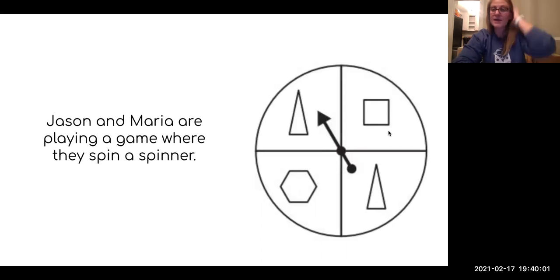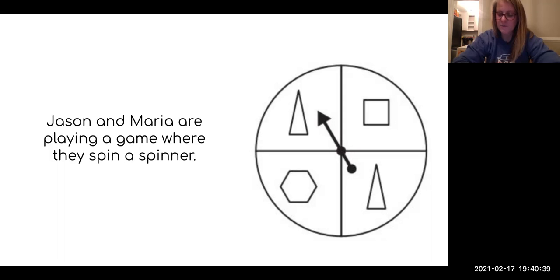Okay, so here's our first one. Jason and Maria are playing a game where they spin a spinner, and this is what their spinner looks like. Describe the spinner that Jason and Maria are using in this game. What do you notice? Well, I noticed that the spinner has 4 sections. There are triangles in 2 of the 4 sections. I noticed that there's a hexagon in one of the sections and a square in the other section.